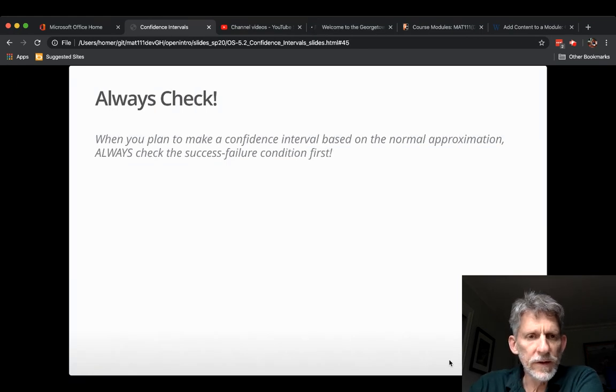So the moral of the story is always check. If you plan to make a confidence interval based on that normal approximation, just check the success-failure condition first. This holds any time that you are making a confidence interval for a population proportion.